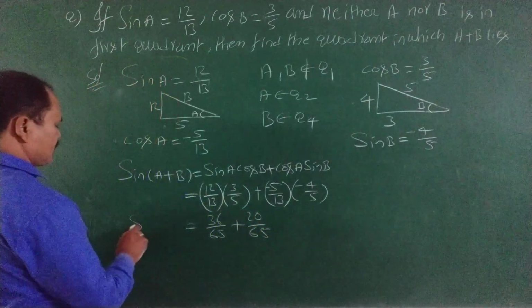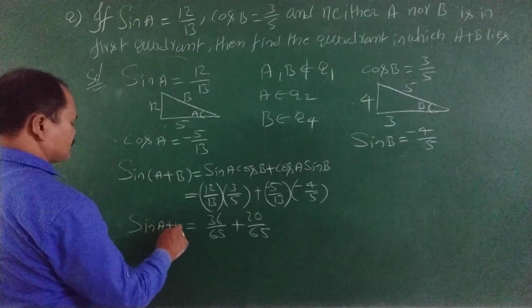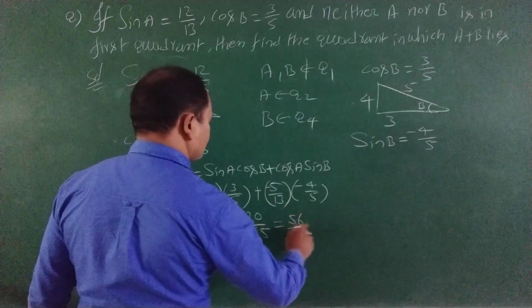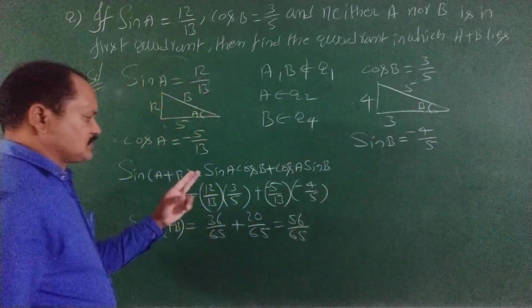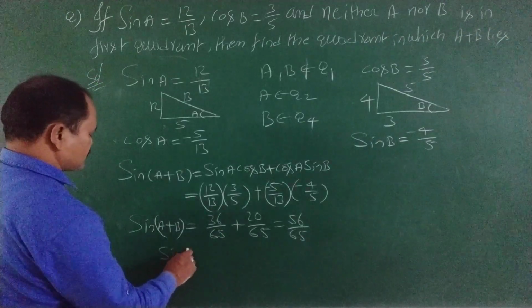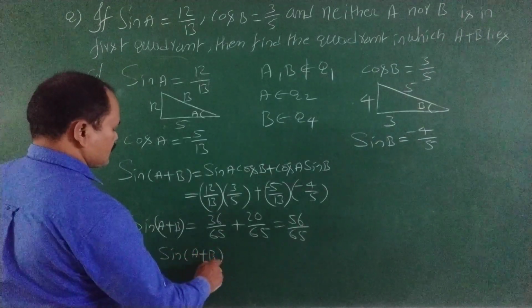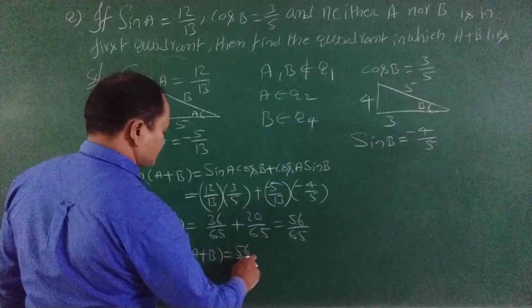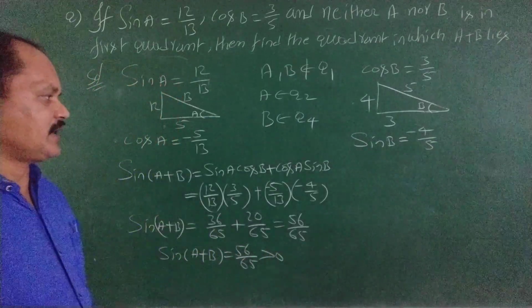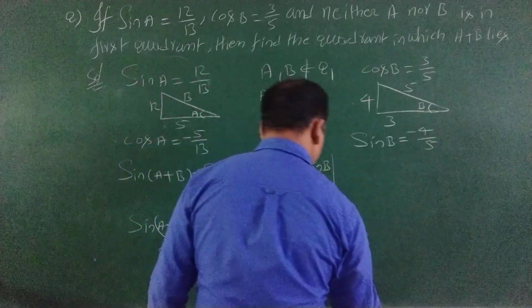That's why sin(A+B) is equal to 56 by 65. So this is the value of sin(A+B), 56 by 65. This is positive. Now we have to identify cos(A+B).